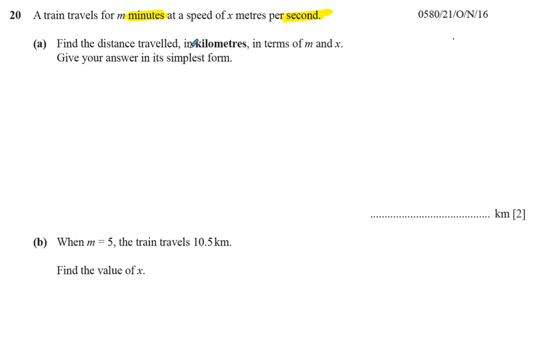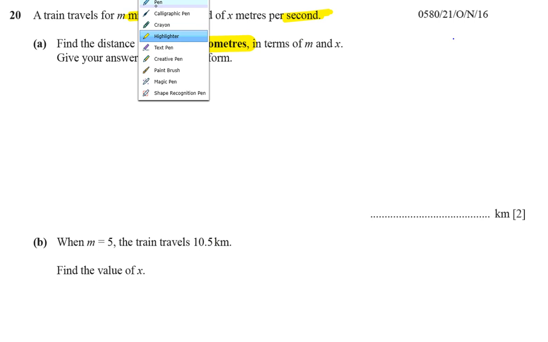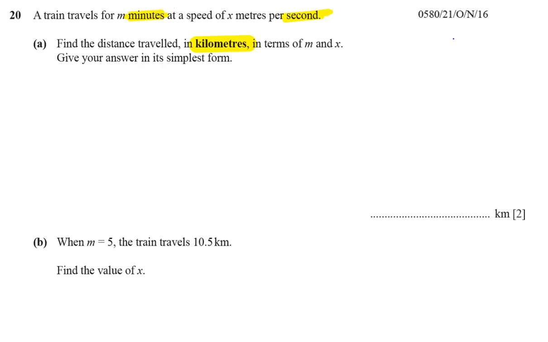Find the distance traveled. Again, this time they've given you a warning, because they put it in bold type. Kilometers. Find the distance traveled in kilometers, in terms of m and x, give your answer in its simplest form. Okay. So now, we're given a time, we're given a speed, and we're told to find a distance. We should know speed equals distance over time. Of course, that's when it's constant speed, which is here. Okay? So, we have to find the distance.